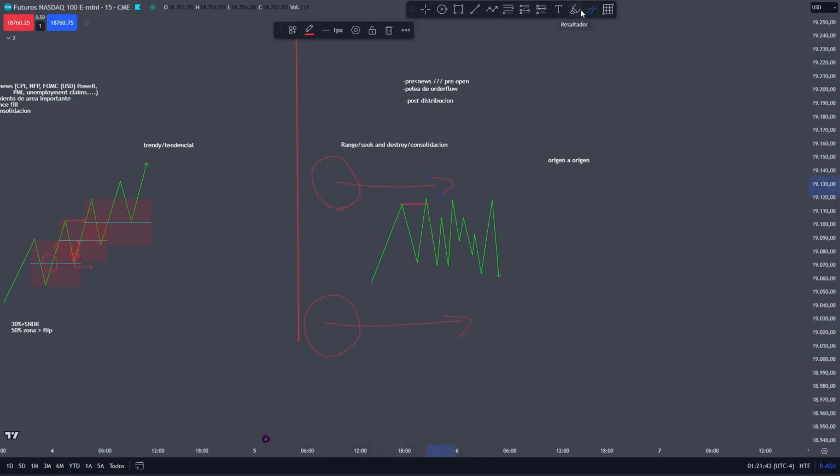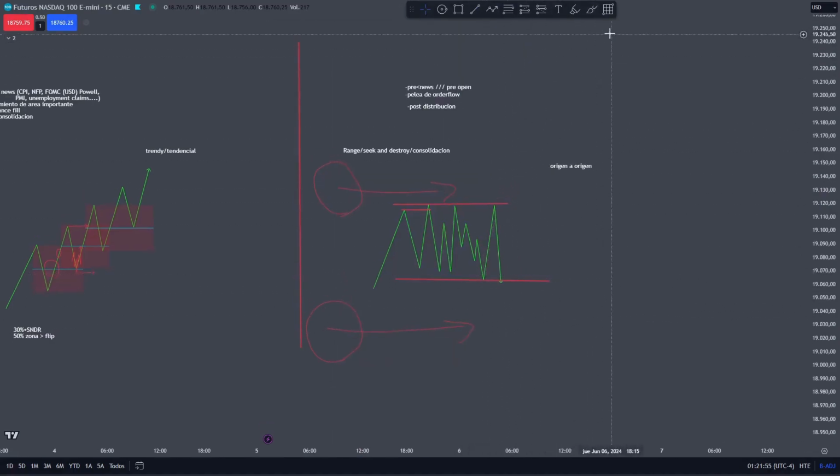ideally, what would happen is that the price takes out these highs of the range or these lows of the range, and I look for a tap to the area and a retracement to the range. Then sweep, tap to this area and retracement to the range.